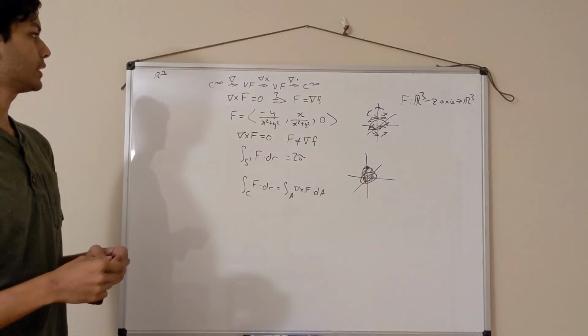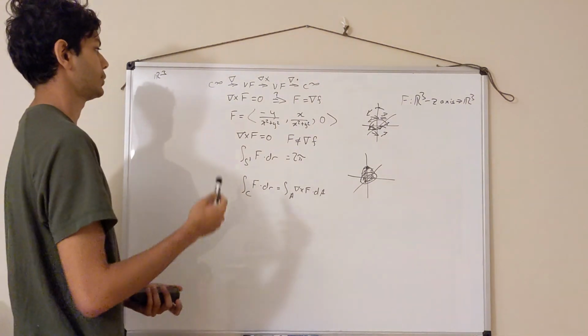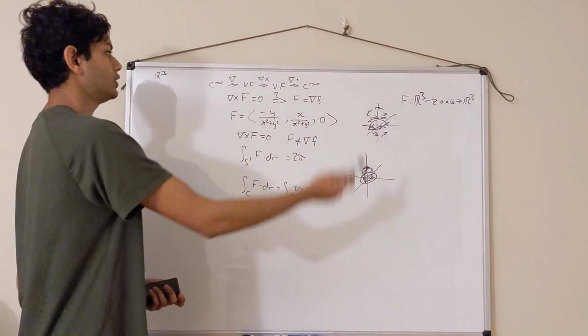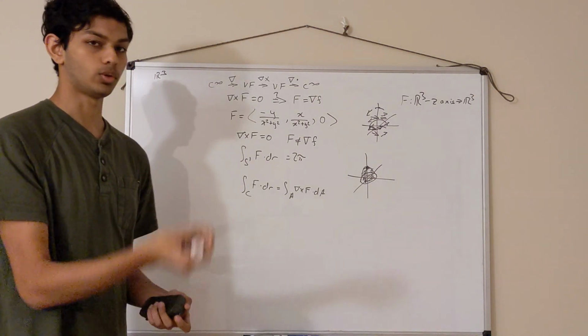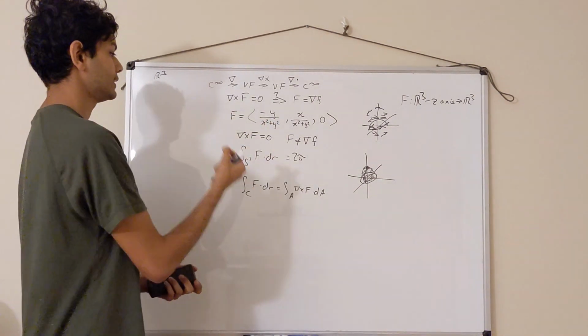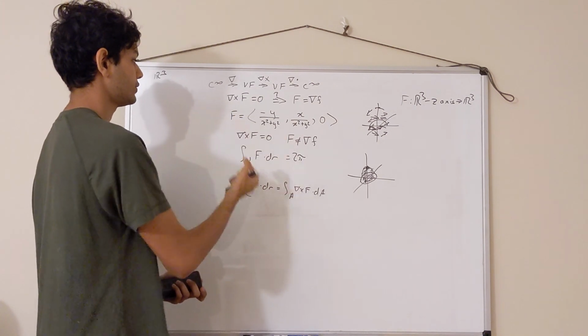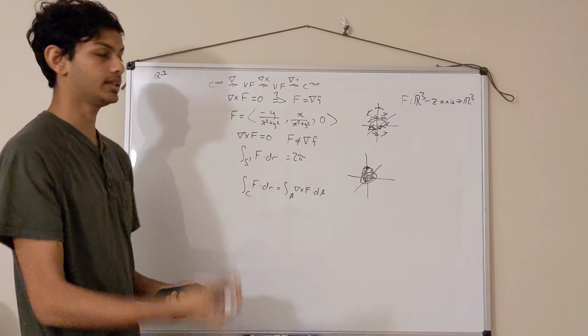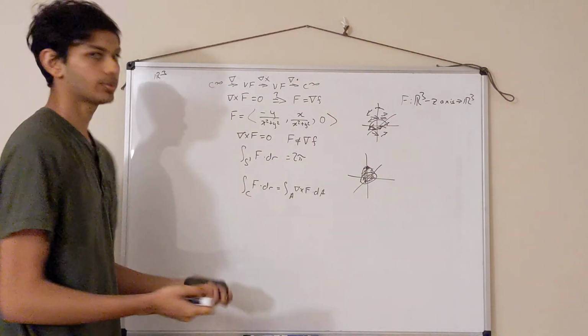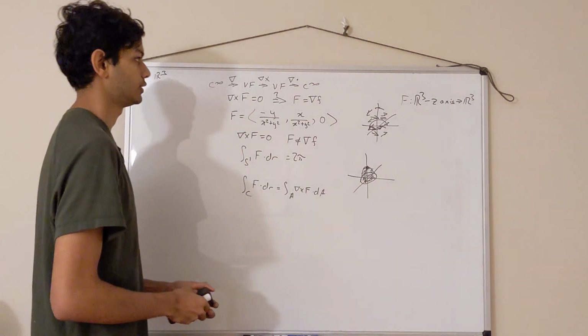So what we see is, like earlier, a vector field which had 0 curl but was not the gradient represented a 0-dimensional hole, or a singular point hole. But in this case, what we have is a vector field which has 0 curl but is not the gradient, and it represents a 1-dimensional hole, which in this case is the z-axis. And that turns out to be true in general, as we'll see in later videos.